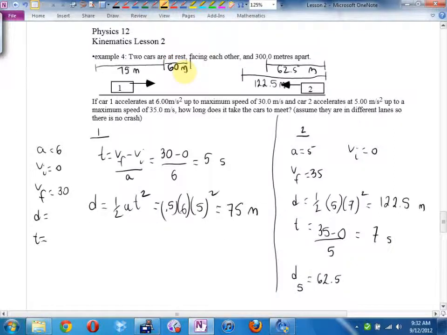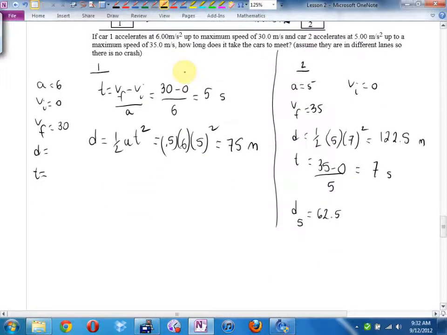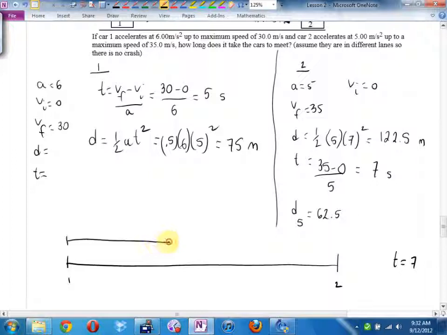So here's what I think. I'm going to do another sketch down here. If I got my cars, here's car 1, car 2. I think at time 7, here's what I have. How far have we traveled with car 1? Grand total. 135? How far have we traveled with car 2? 122.5? Have they met yet, by the way? What's the total distance between them? They're close.